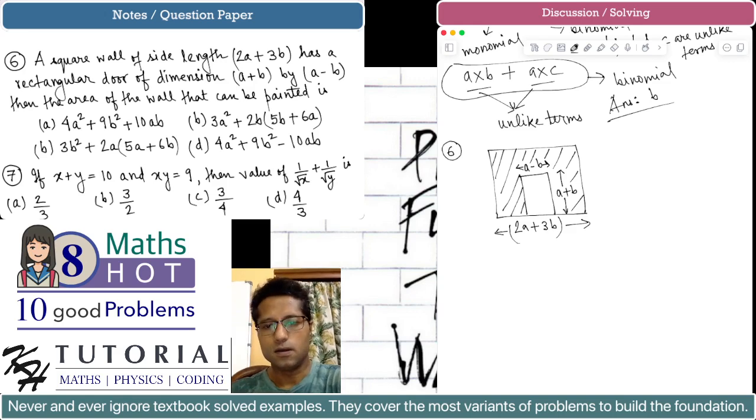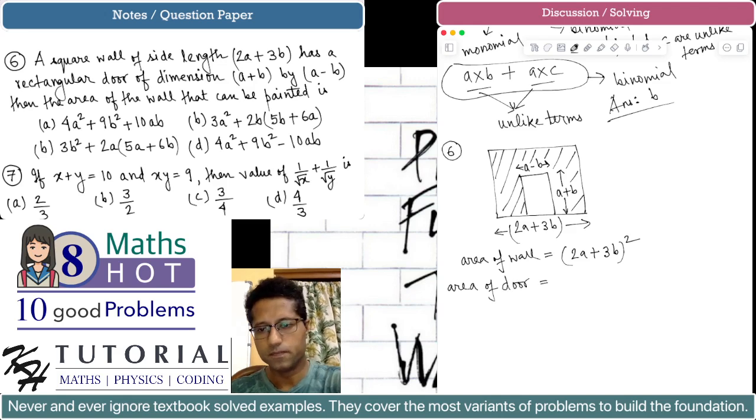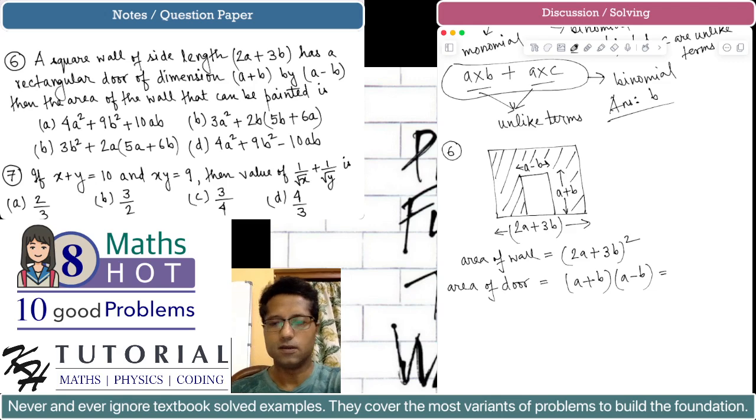So, area of wall: since it's a square wall, its area will be side square, the length of the wall squared. So it will be twice a plus 3b square. And the area of the door is equal to a plus b multiplied by a minus b, which we can apply directly with the identity of a square minus b square.